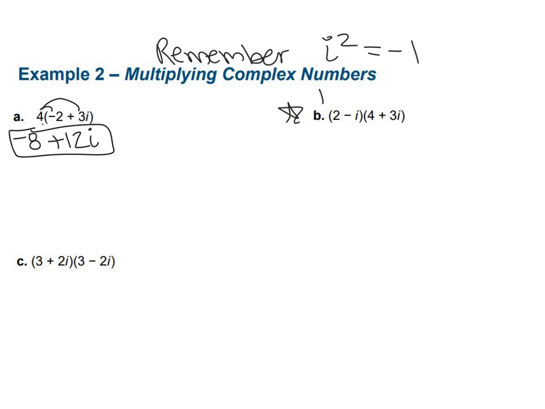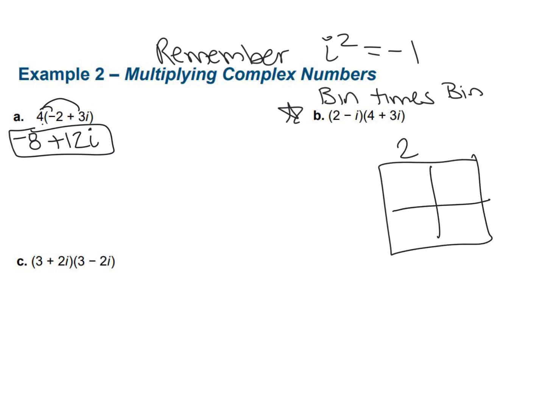But for letter B, it's like a binomial times a binomial. So I'm either going to use my distributive property or I'm going to make a box. So I will show you what it would look like with a box. And then on the next one, I'll use the distributive property. All right, so in the first box, so if you're doing the distributive property, you just do 2 times that and then -i times that. So 4 times 2 is 8. And then in this box, 4 times -i is -4i. In this box, 3i times 2 is +6i. And in the last box, 3i times -i squared is -3i squared.